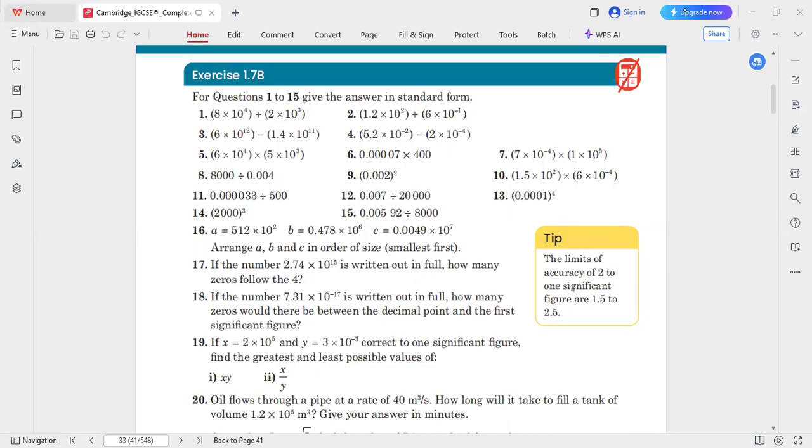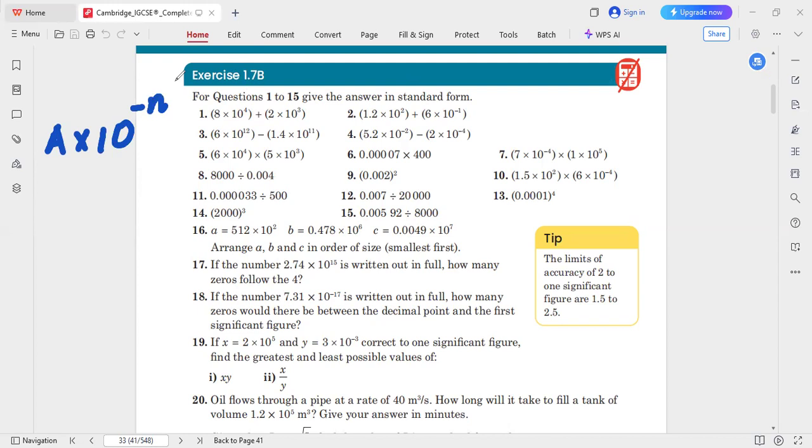In the previous video, I discussed the standard form with you, and we covered exercise 1.7a and 1.7b up till part number 15. I told you how we need to convert a particular number into standard form. So basically, standard form is A times 10 raised to the power n.